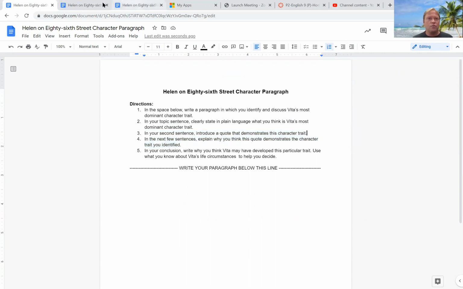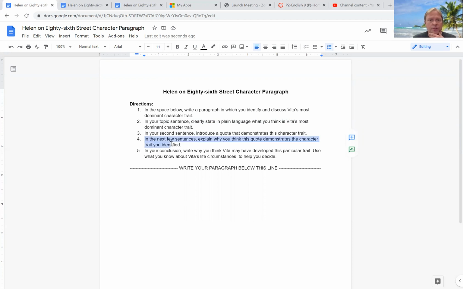Now, as far as introducing the quote, you can't just put the quote all by itself. It needs a little introduction, okay? So you can say something like, at the beginning of the story, Vita said, comma, and then you can give the quote. Or you can describe the circumstance. After Vita discovered she didn't get the part of the play she wanted, she said, comma, quote. You have to somehow reference when it happened or where it happened or what was going on in the story. That gives it a little bit of a context. So that's how you introduce the quote.